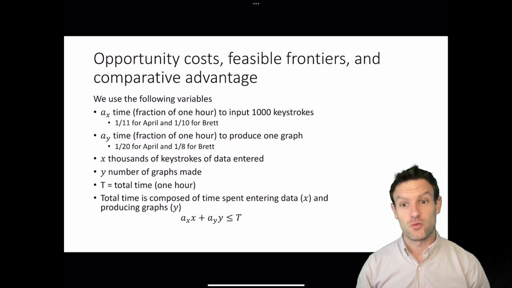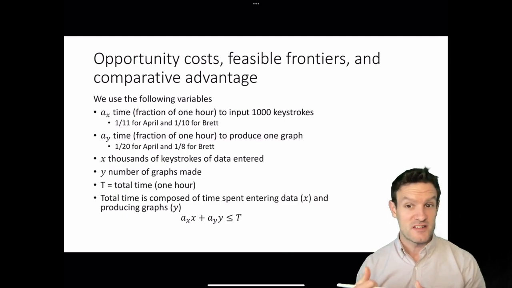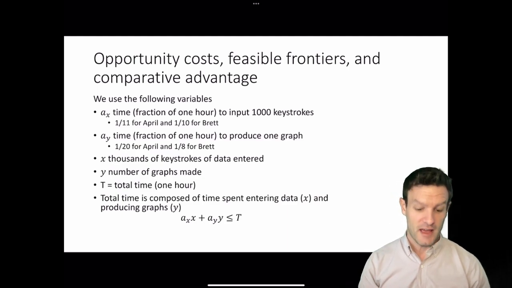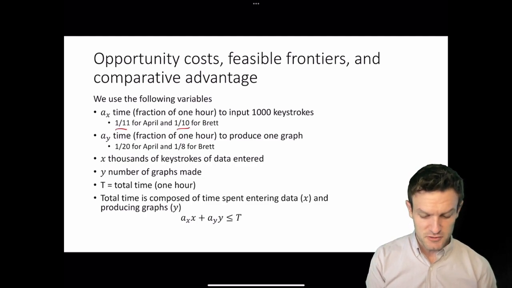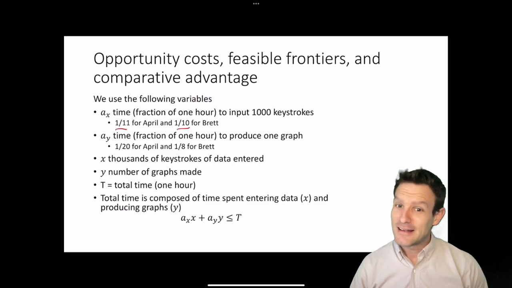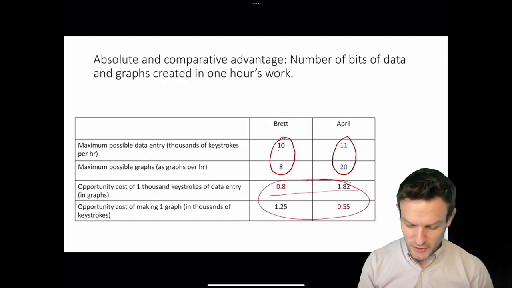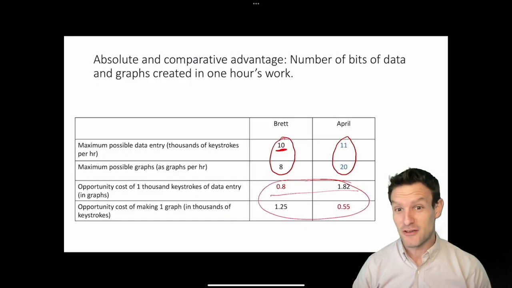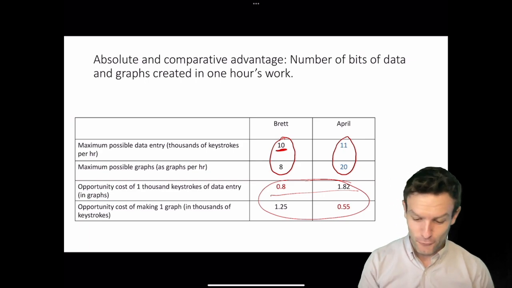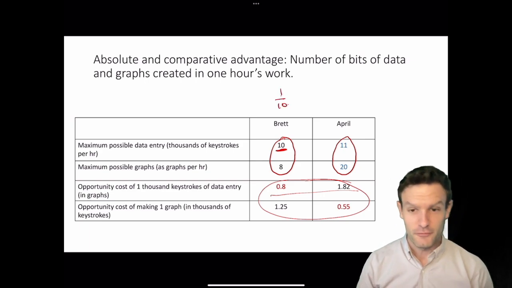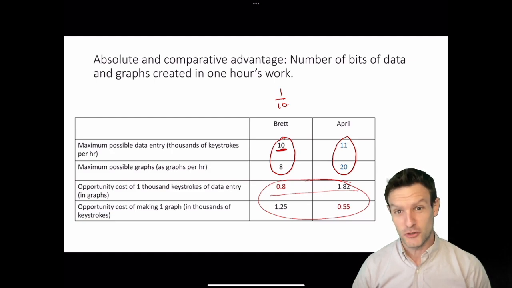For Brett, that's 1/10th of an hour. He requires 1/10th of an hour to produce 1 unit of x. So we can see that there in terms of 1/11th and 1/10th. Now, how do we get those numbers? We saw here for Brett, he can produce 10,000 keystrokes in an hour. Therefore, it requires 1/10th of an hour in order for him to produce 1 unit of x.